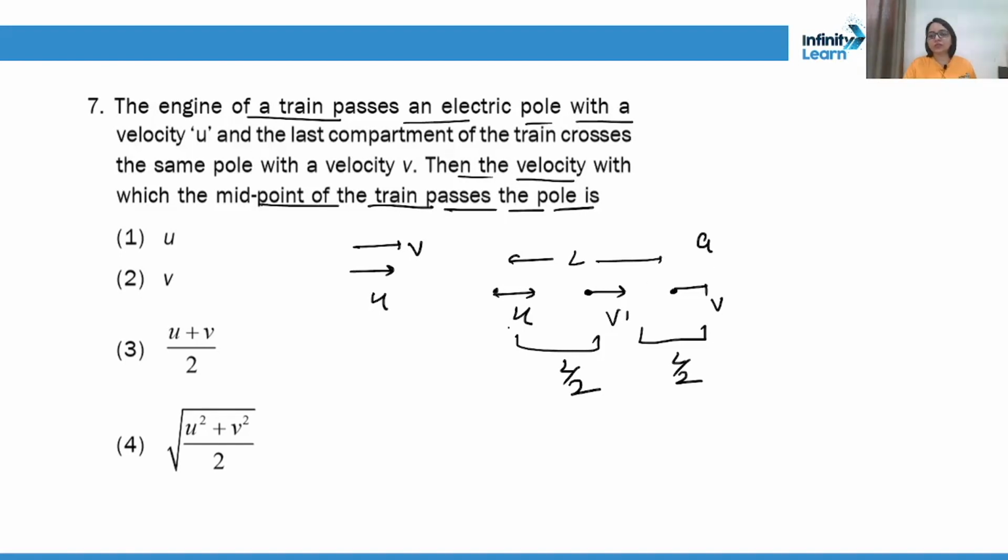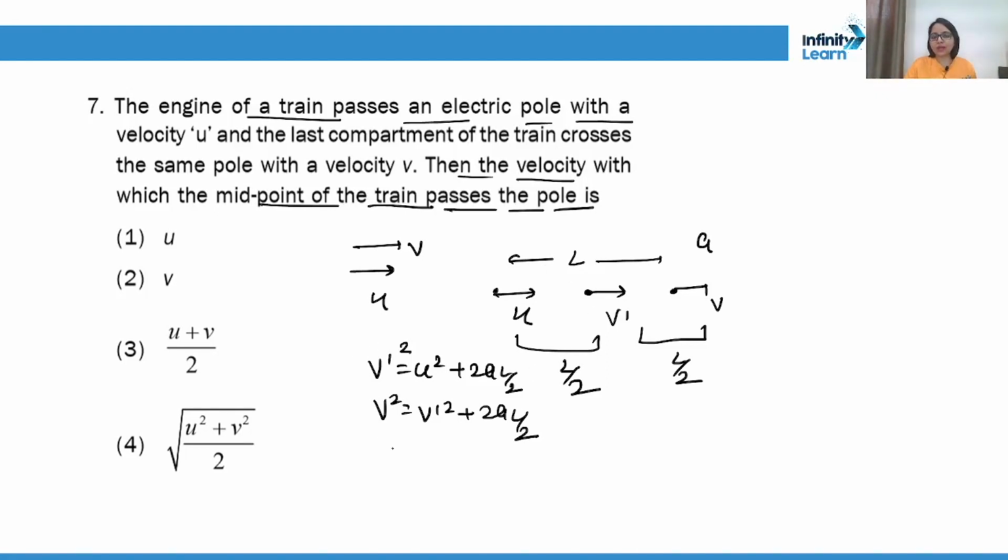Acceleration is a. So for the first half you can apply v dash square is equal to u square plus 2a L by 2, and for the second half you can apply v square is equal to v dash square plus 2a L by 2, right? v is final velocity, u is initial velocity, right?